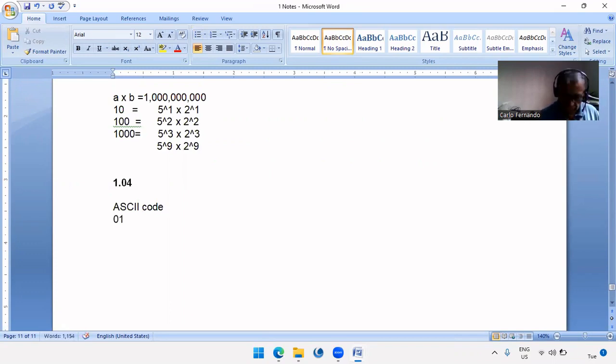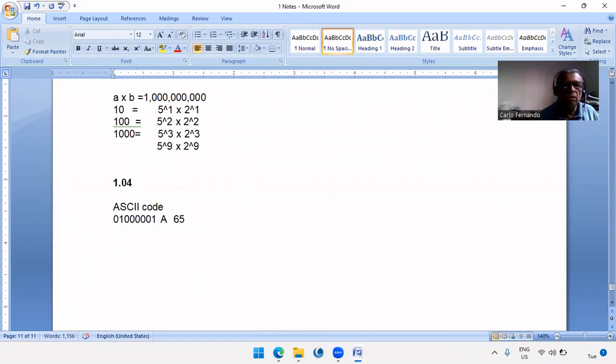Zero, 1, 0, 0, 0, 0, 0, 1. Is it 1, 2, 4, 8, 16, 32, 64, and this one, 65? The binary value is 65.